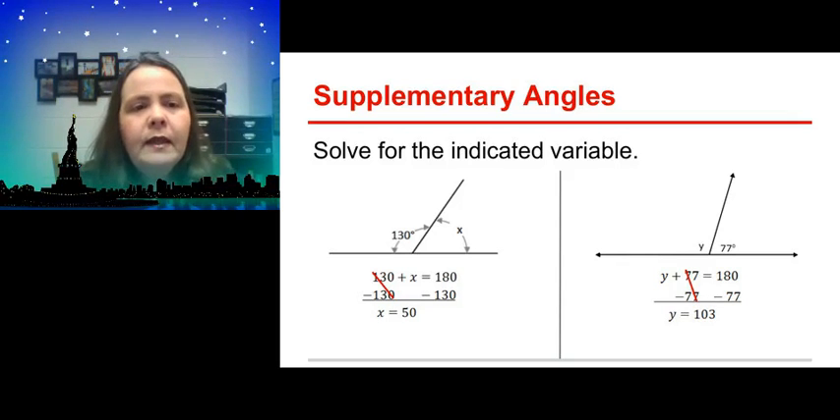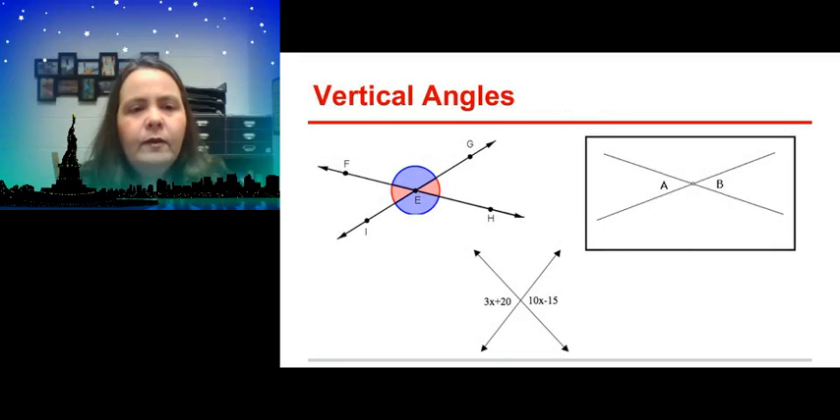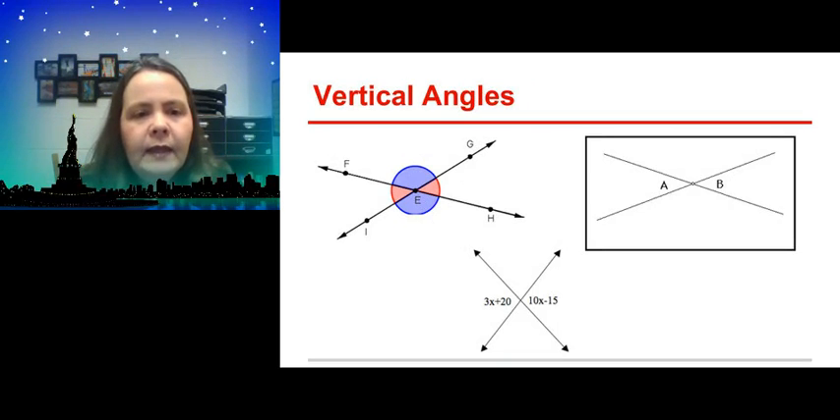All right, let's look at vertical angles. In the first picture there with the F, G, H, I, and E, E is in the center, and it is the vertex of every one of those angles, and there are 4 angles created around there. The 2 smaller angles are the 46-degree angles, and they are considered vertical angles, and they are congruent. They have the same measure.